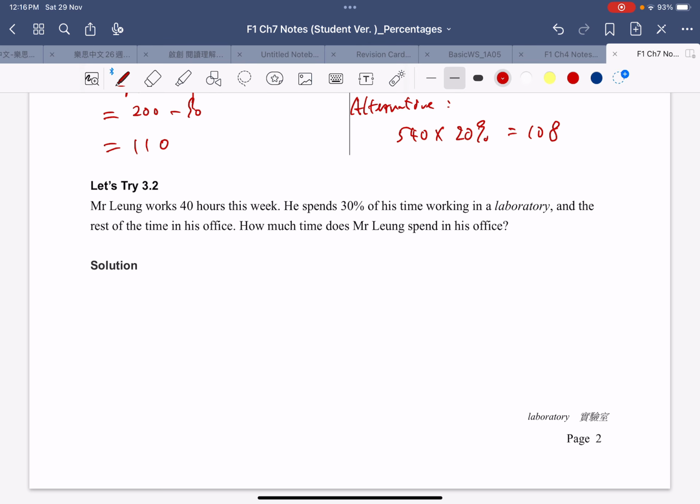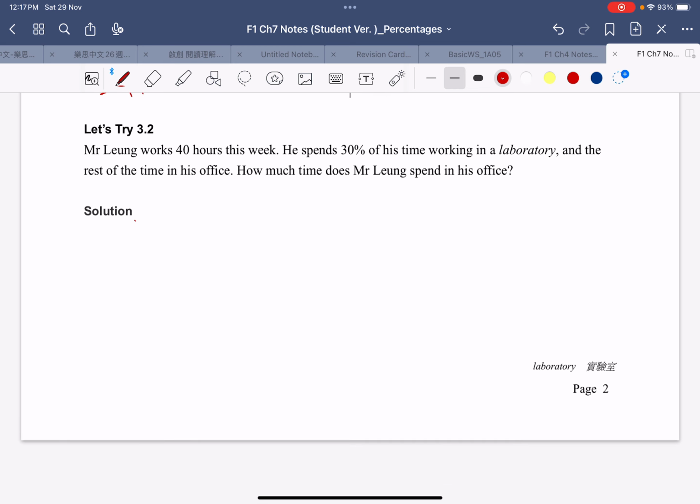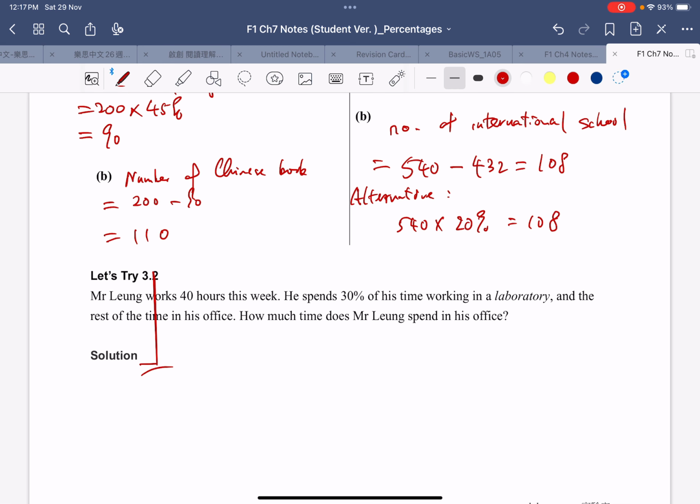Pause it and do it. Let's try 3.2. All right, this time, the time that Mr. Learn spends in the laboratory.